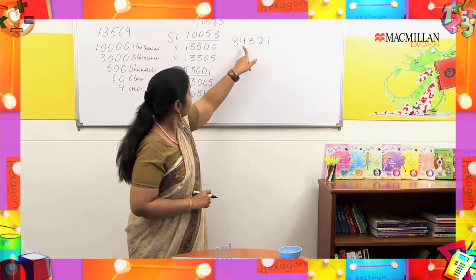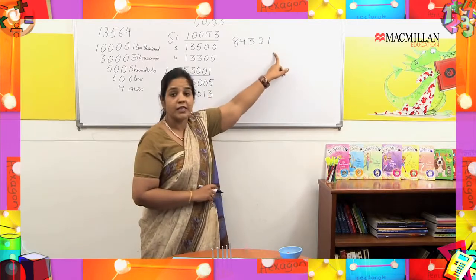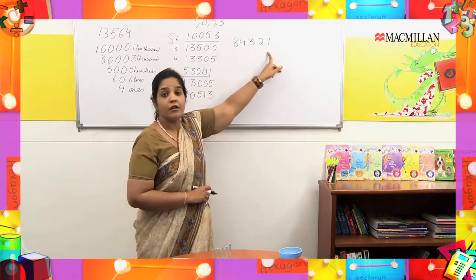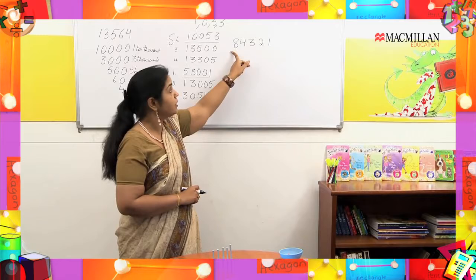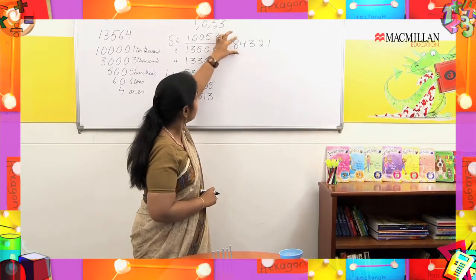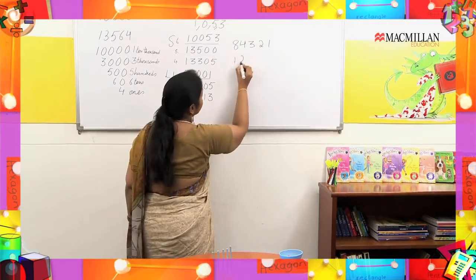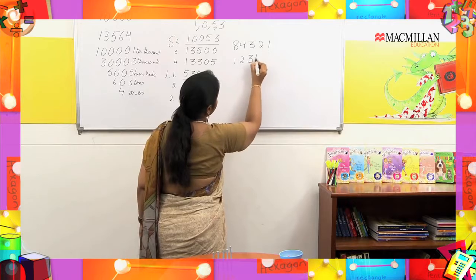I have got this number as 8, 4, 3, 2, 1. With these numbers, this forms the largest number. And what will be the smallest number if I'm supposed to use these digits only, that is 8, 4, 3, 2 and 1? Yes, the smallest number which will be created will be 1, 2, 3, 4 and 8.